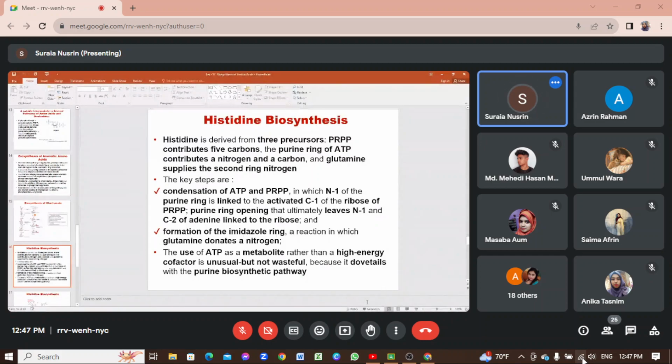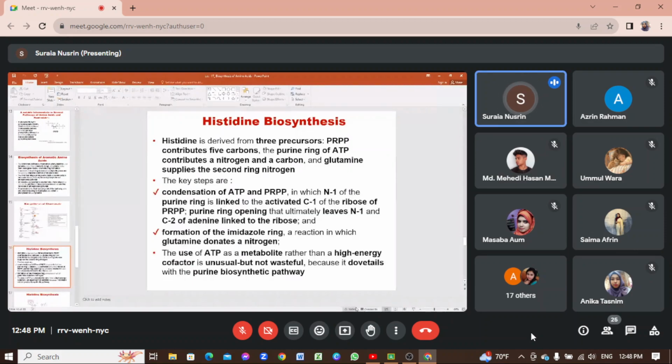In the next step, the ring structure of histidine, which is known as the imidazole ring, is formed, and during that reaction another nitrogen is required, which is donated by glutamine. These are the two major steps in the histidine biosynthesis pathway. Here we have to learn the precursors and the major steps. Again, we don't need to focus on the individual steps or the enzymes.